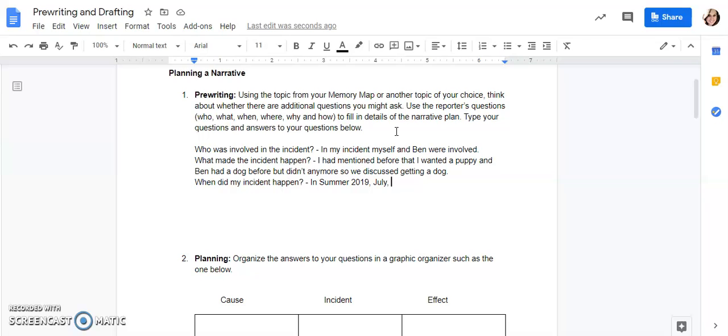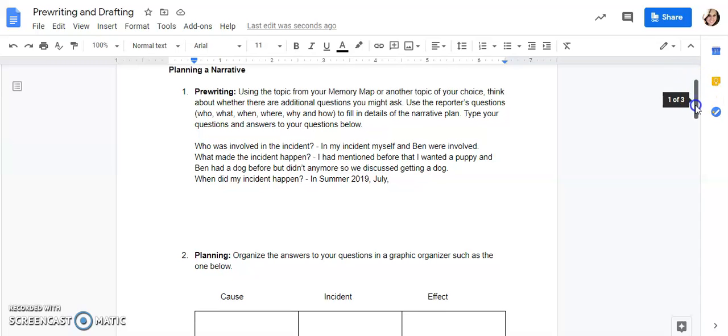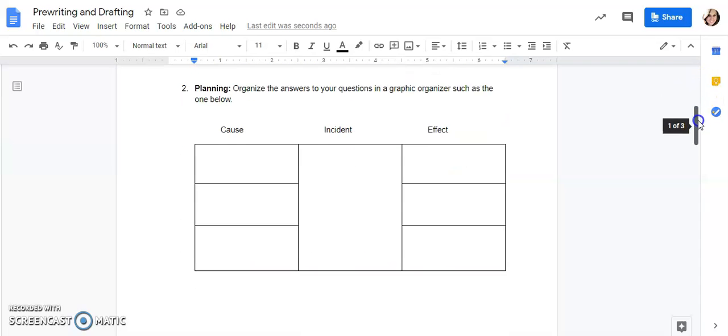Why did my incident happen? Well, it kind of goes back to what made the incident happen. How did my incident happen? Answering those questions. And then I'm going to move on to the planning phase.